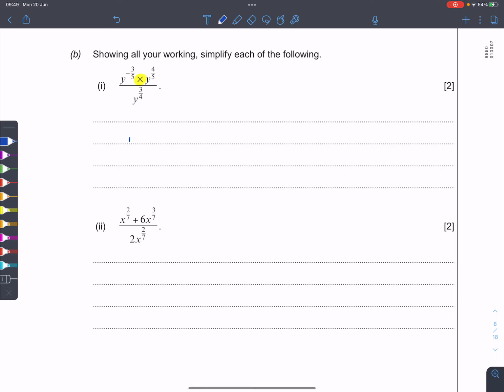So this then becomes y to the power of, so when we multiply these two together, because they've got the same base of y, we can add the powers. So it's negative 3/5 plus 4/5.